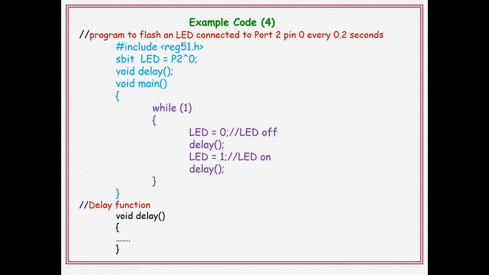While(1) is nothing but an infinite loop, always true. Then LED equal to 0, LED is off, then perform delay. And LED equal to on, then call delay. So on and off continuously toggle every 0.2 seconds. Then you can write the delay for 0.2 seconds with the help of timers.